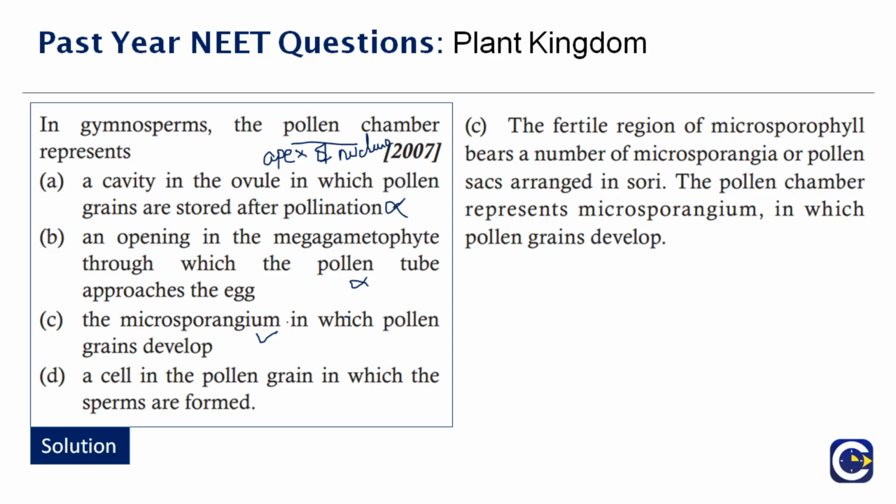The fertile region of the microsporophyll bears a number of microsporangia or pollen sacs, which will be arranged in an order. Now this pollen chamber will represent the microsporangium in which the pollen grains will see to the development and further growth. Once it is developed, it will go to the next action. Therefore, the correct answer to this question is option C.